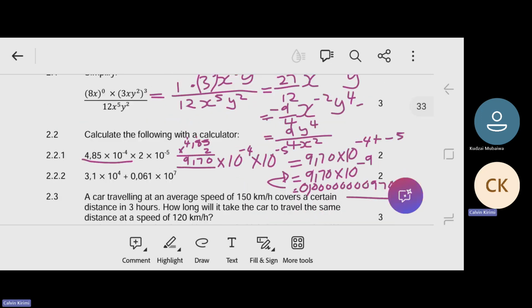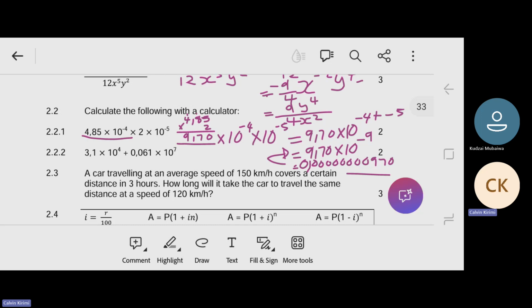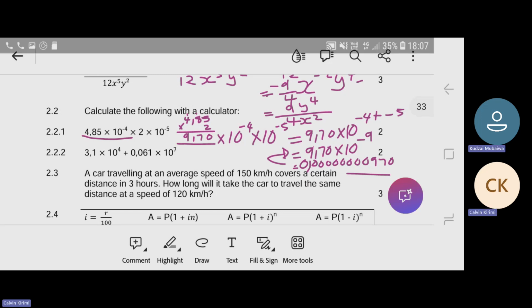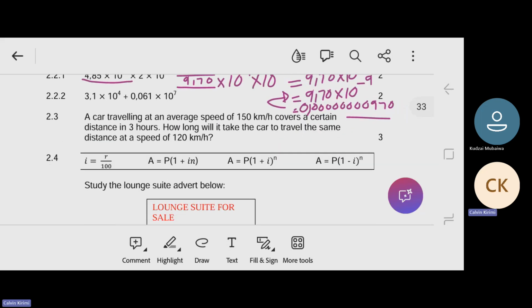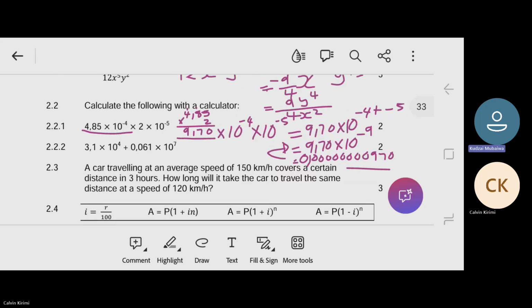So yesterday we left this question for standard form. Are you there? Hello? I can hear you, sir. Okay. Is there any question related to standard form that you want to ask?